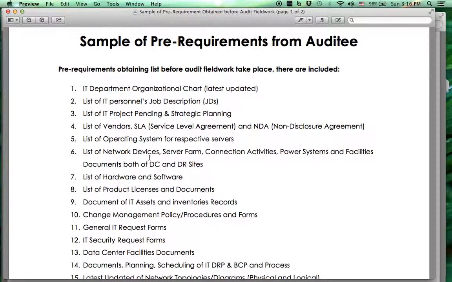And number five, you need to obtain the list of operating systems for the respective servers, both on the production server and the DR server, the alternative site. If they have many platforms of operating systems, you need to obtain both client side and server side.